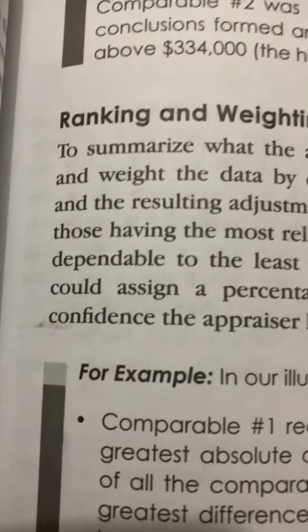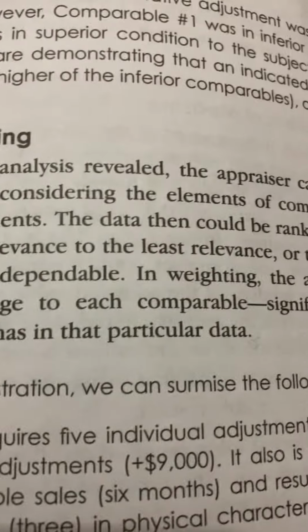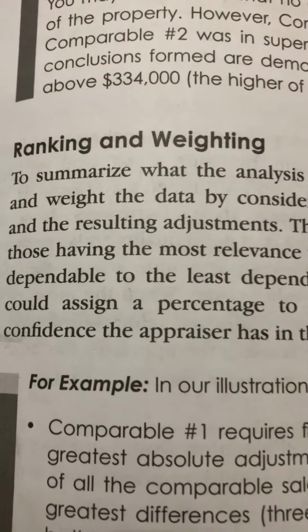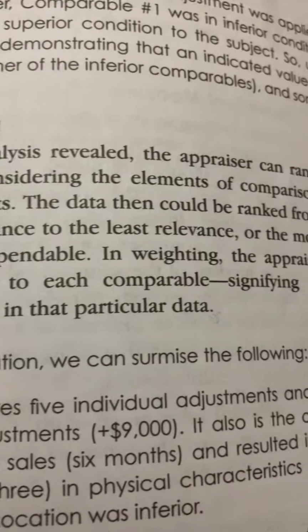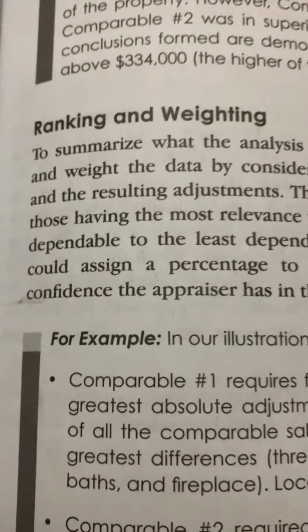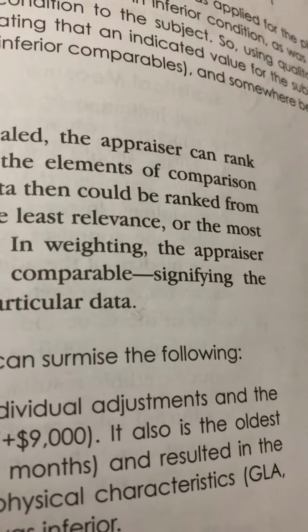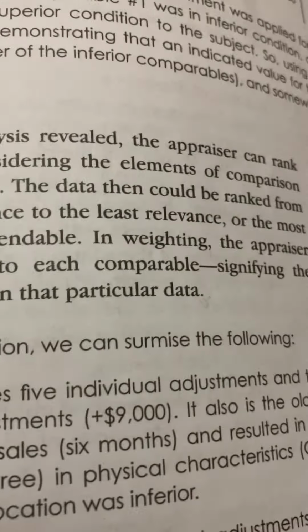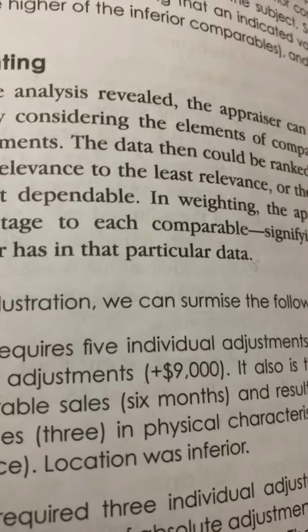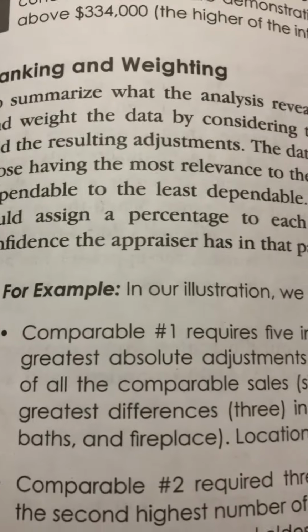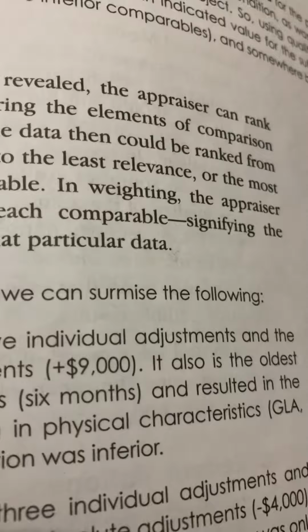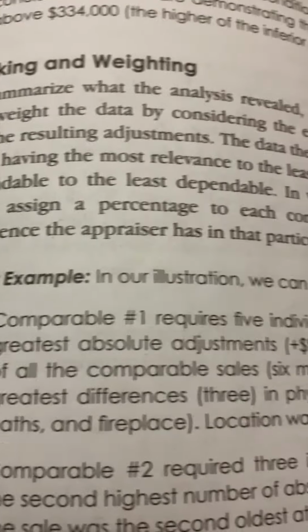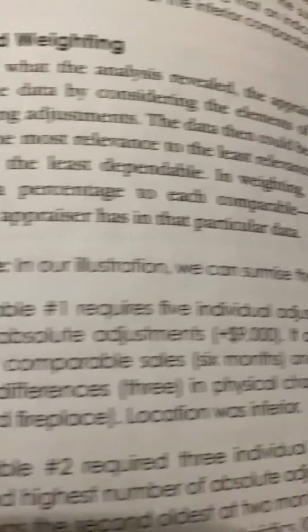Ranking and weighting. To summarize what the analysis revealed, the appraiser can rank and weight the data by considering the elements of comparison and the resulting adjustments. The data then could be ranked from those having the most relevance to the least relevance, or the most dependable to the least dependable. In weighting, the appraiser could assign a percentage to each comparable, signifying the confidence the appraiser has in that particular data.